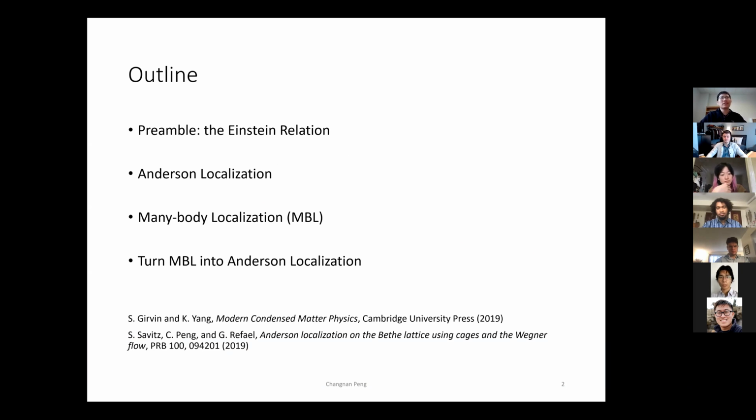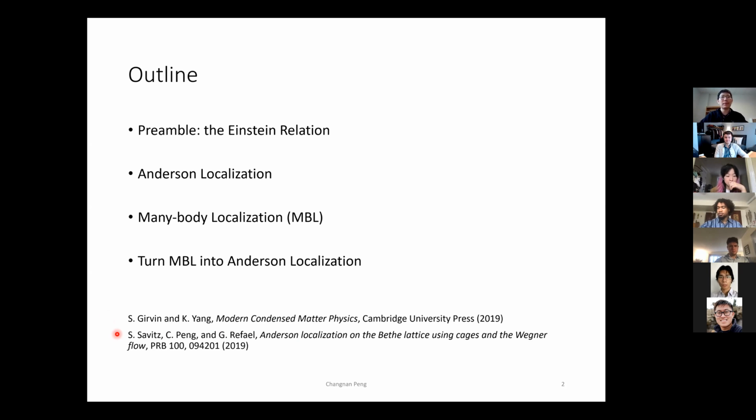In the outline of this talk, I will bring in the story of Anderson localization from the Einstein relation. Then hopefully it will be a pedagogical introduction to Anderson localization. And then we'll turn to some maybe technical parts, which is about the research. The main resource is this book, Modern Condensed Matter Physics, written by Girvin and Yang. I actually copied many plots and equations from there to the slides.